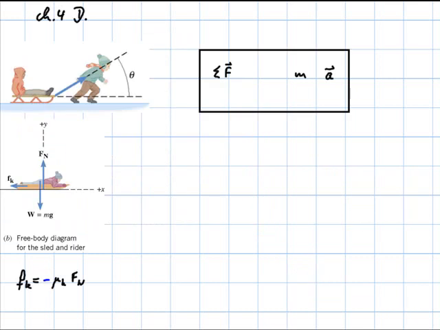In this problem it says a 20.0 kilogram sled is being pulled across a horizontal surface at a constant velocity. The pulling force has a magnitude of 80 newtons and is directed at an angle of 30 degrees above the horizontal. Determine the coefficient of kinetic friction.